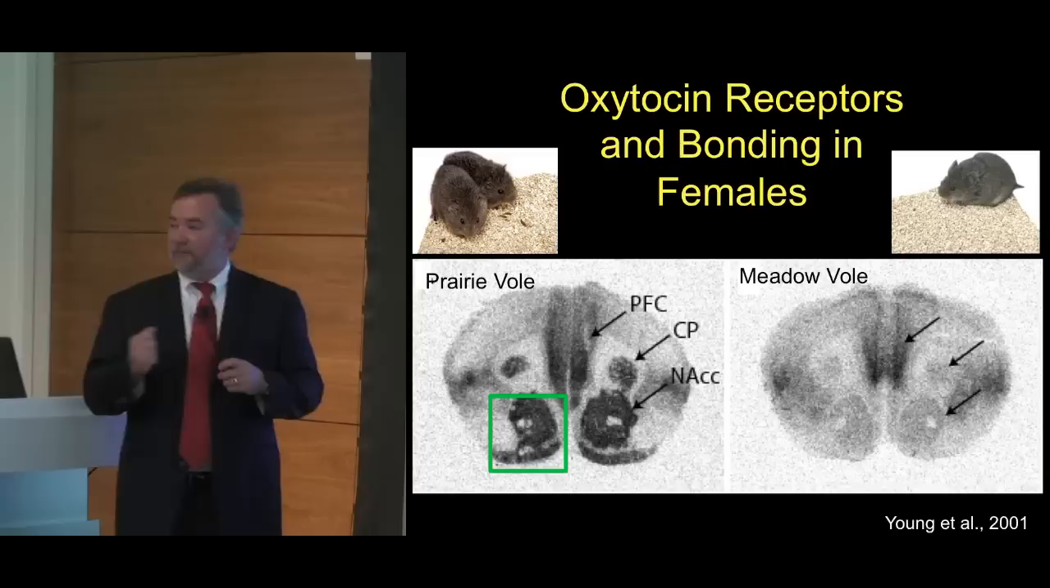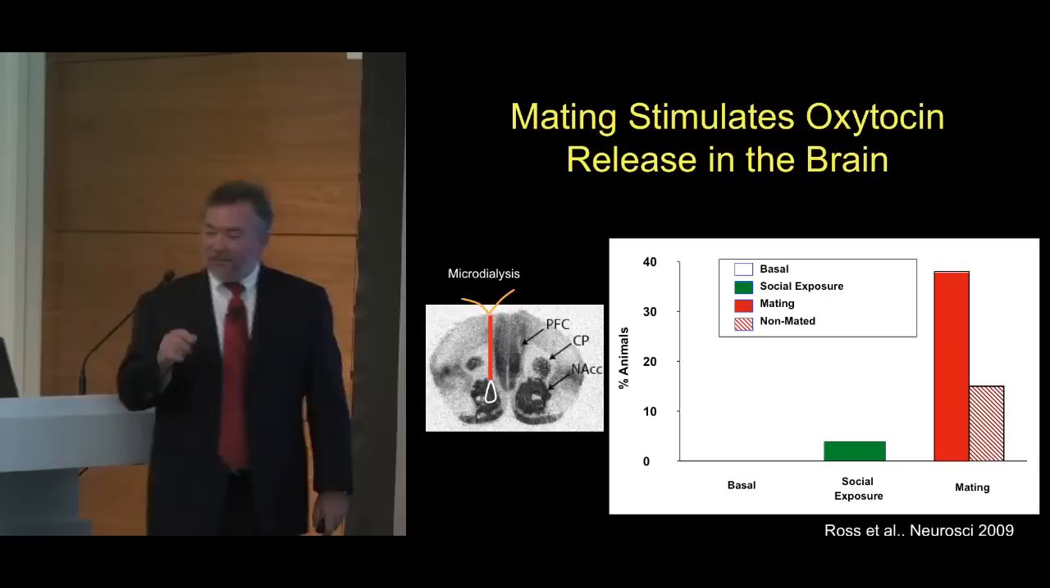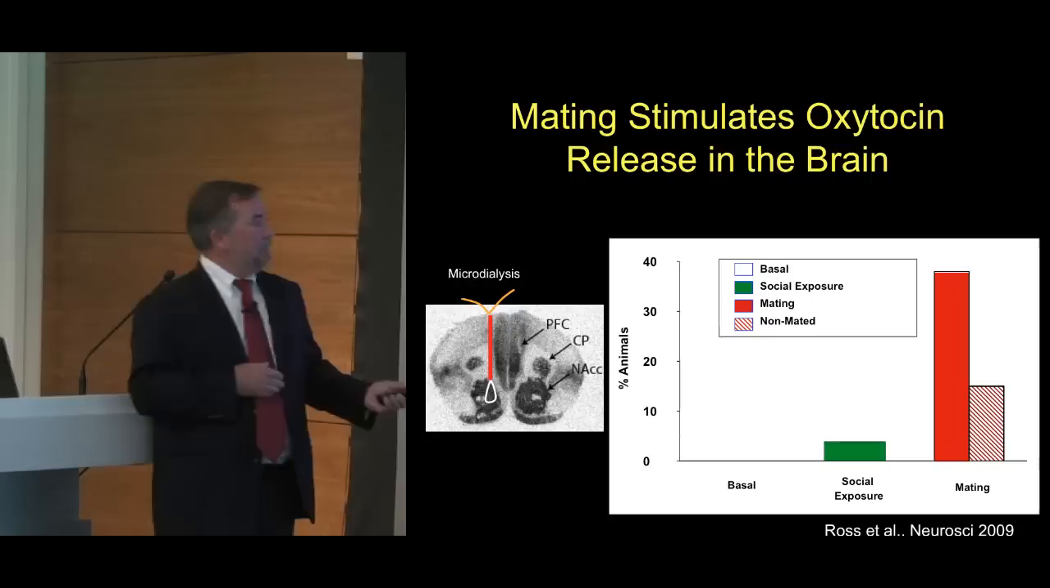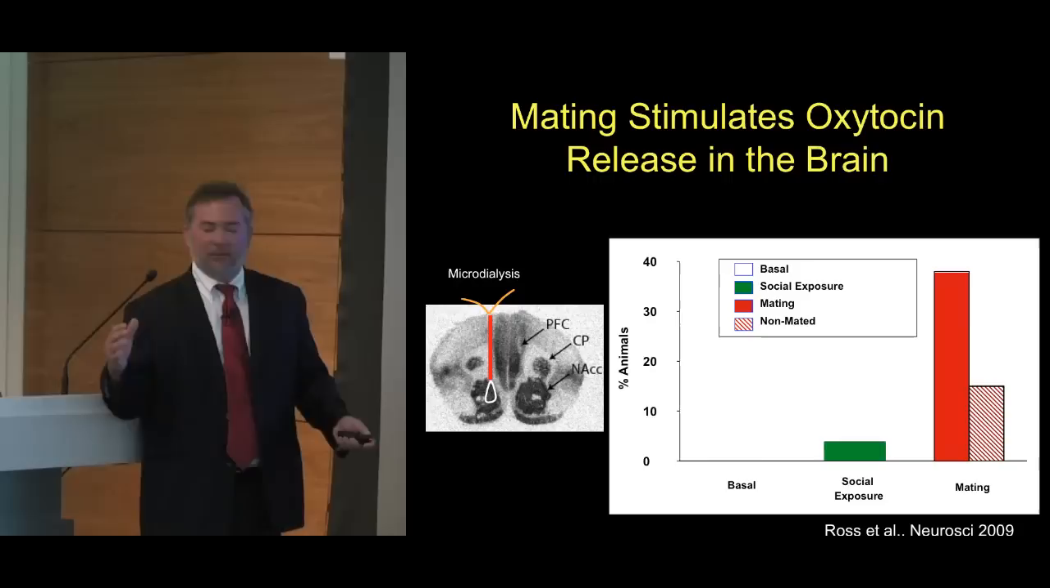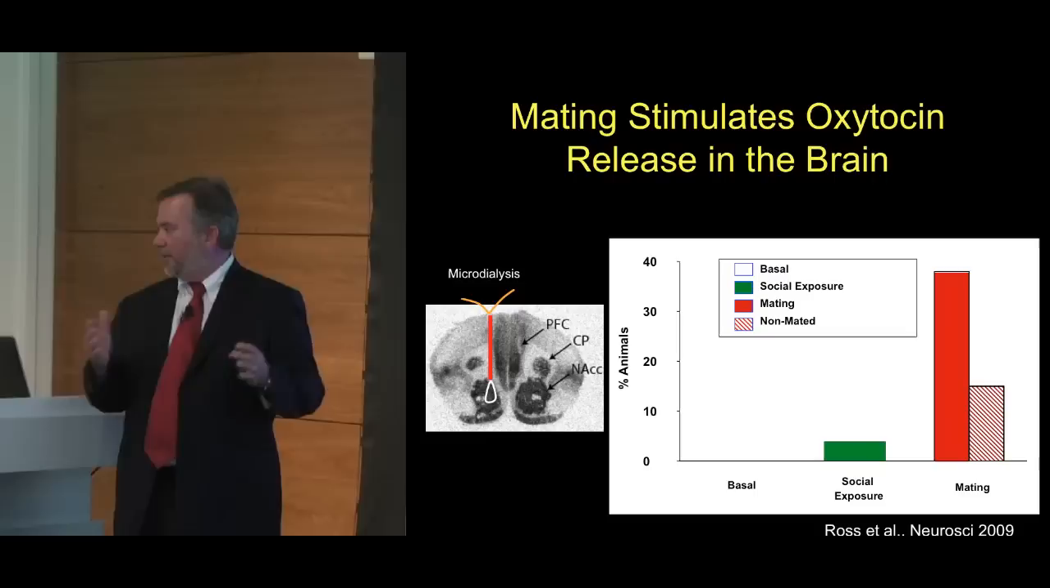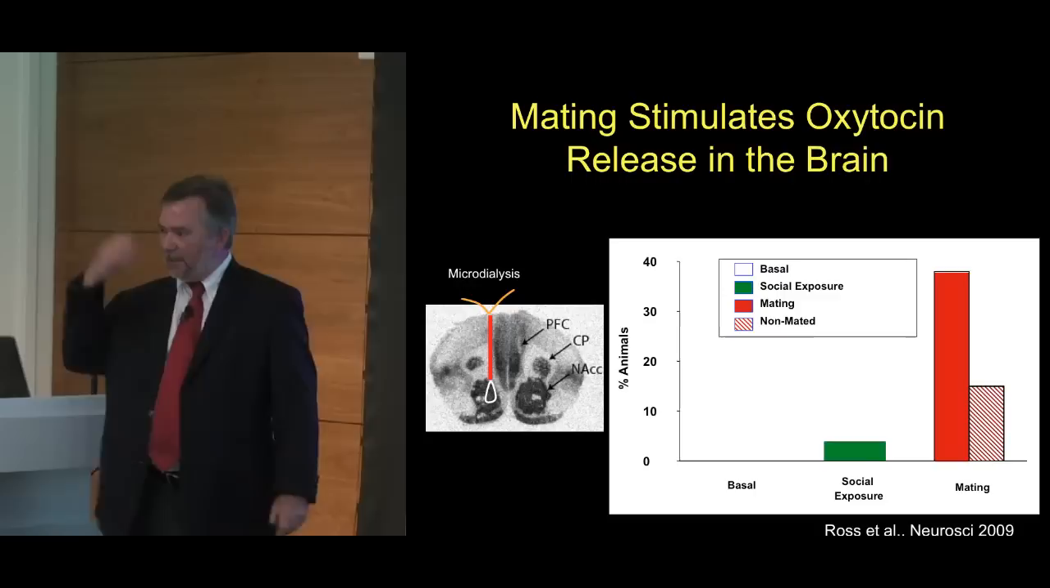We can do microdialysis experiments to monitor oxytocin release in these animals. This was put the probe into the nucleus accumbens, and the point of this is that under basal conditions, when the female is alone, there's very little oxytocin, but when she's mated, and these guys, when they mate 20 or 30 times in a few hour period, lots of vaginal cervical stimulation, and we can see the result of that, which is oxytocin release into the brain.